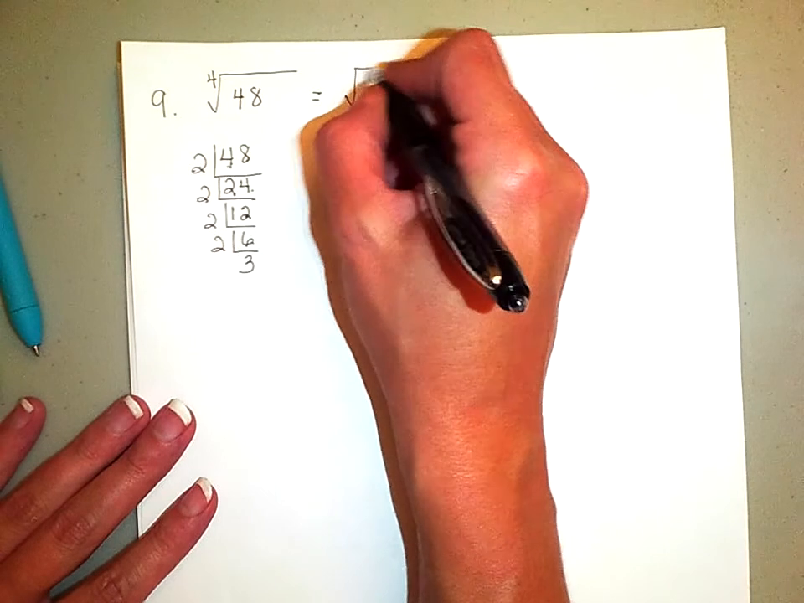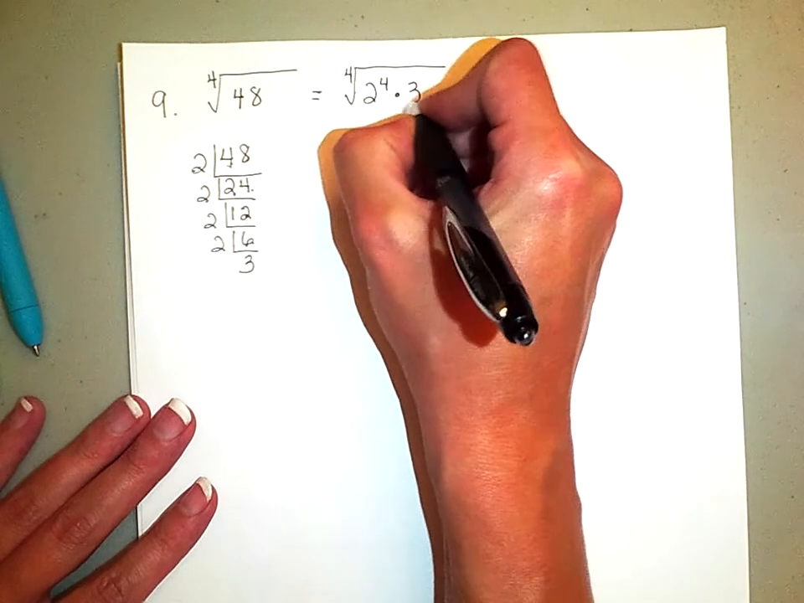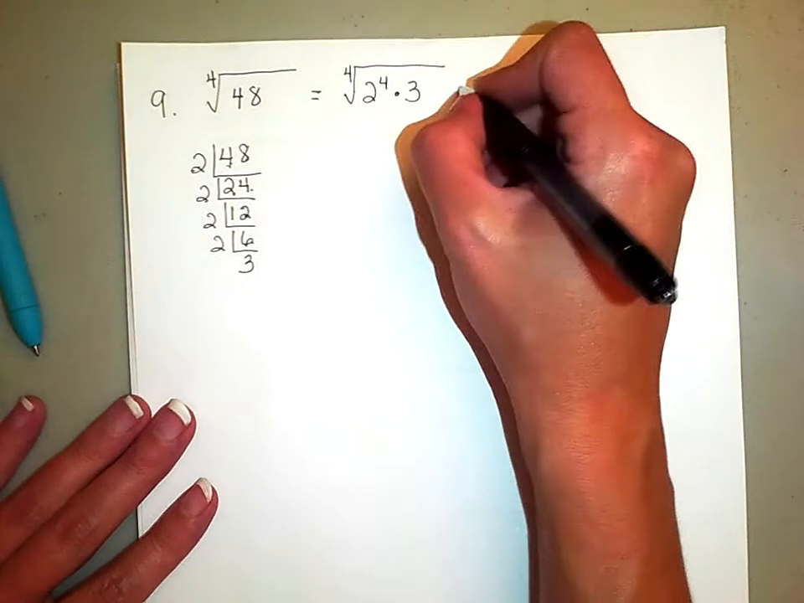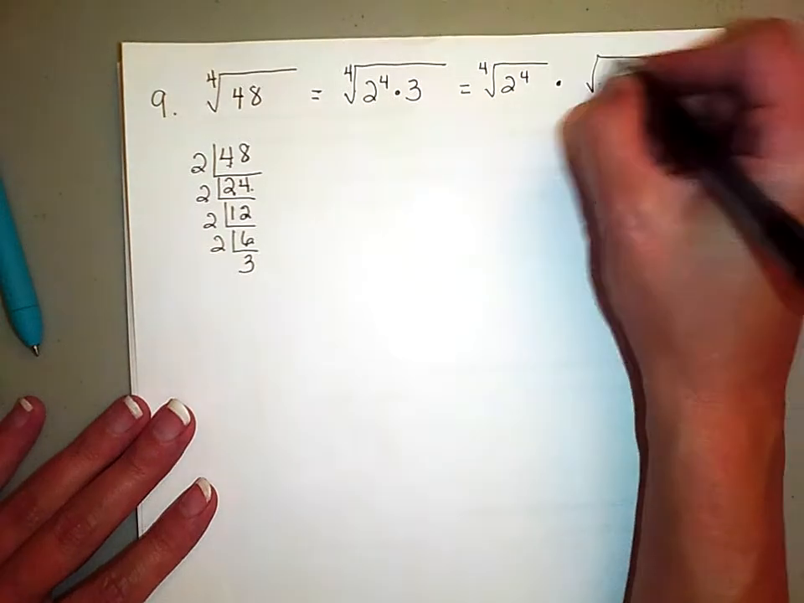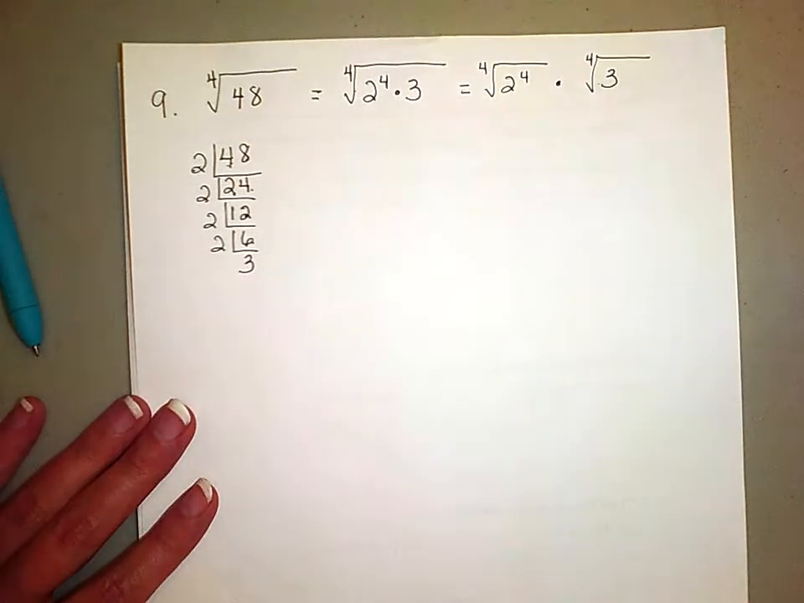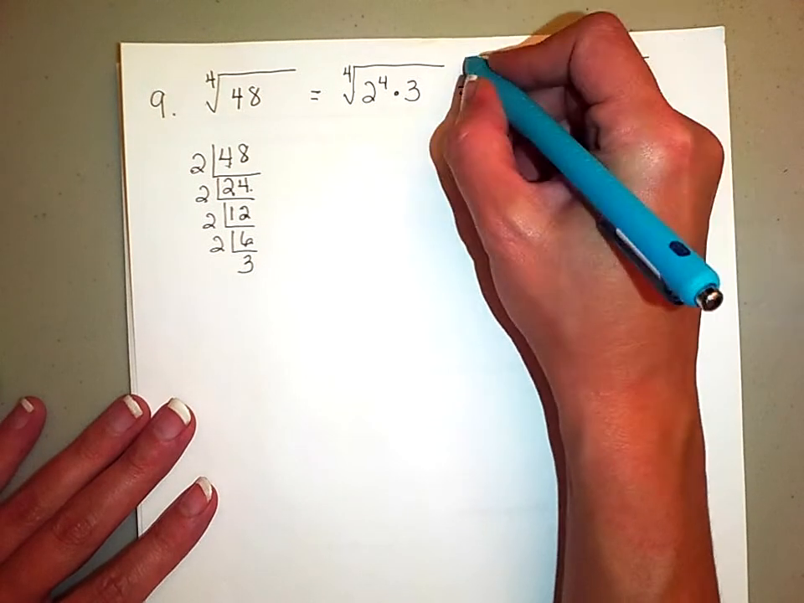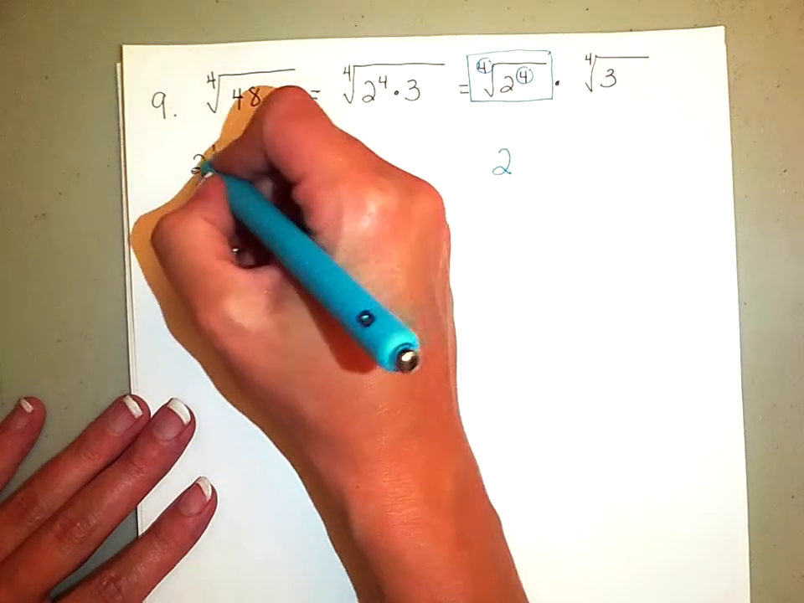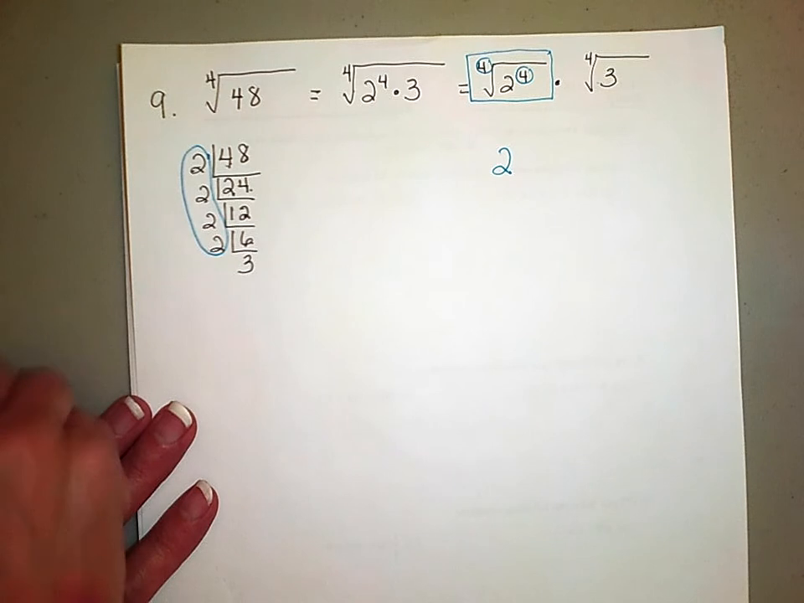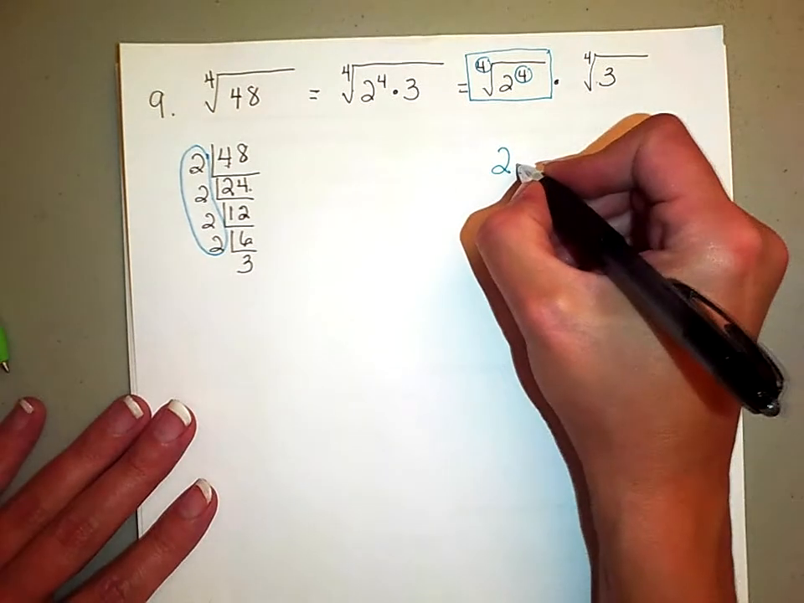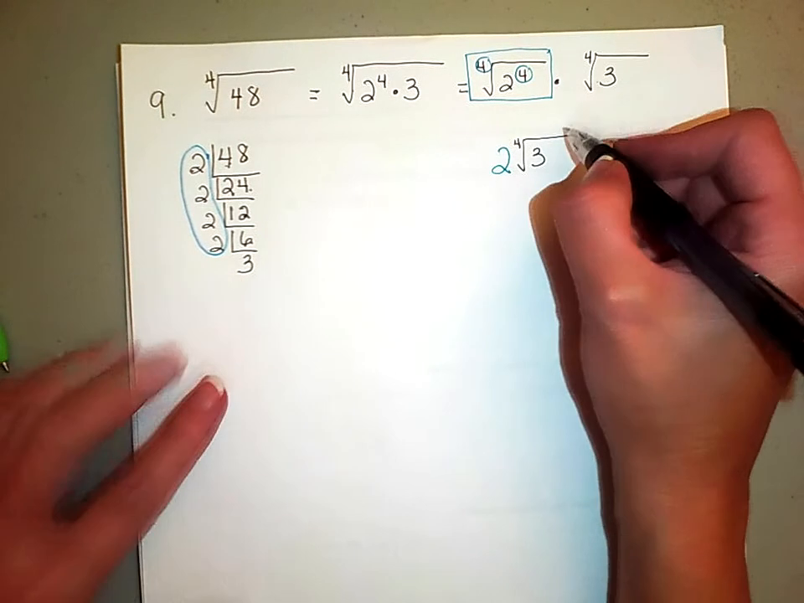Which means we could write this as the 4th root of 2 to the 4th times 3. This will allow us to split the radical: the 4th root of 2 to the 4th times the 4th root of 3. Again, these two match, so this will simplify to 2. And we can see that because there's 4 2's in the prime factorization of 48. And then the 4th root of 3 cannot be simplified. There's only a single 3.